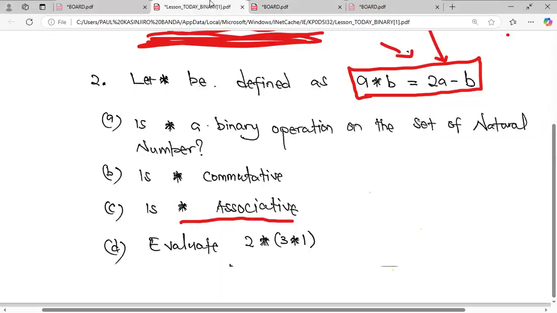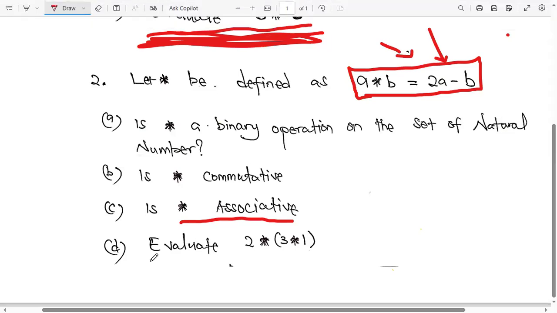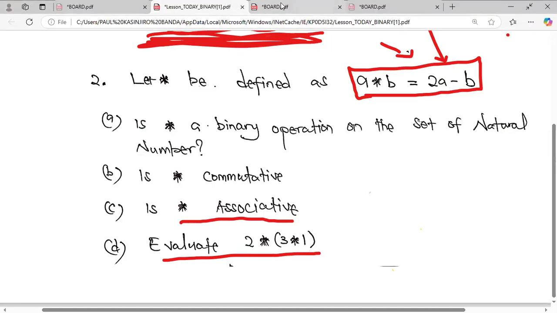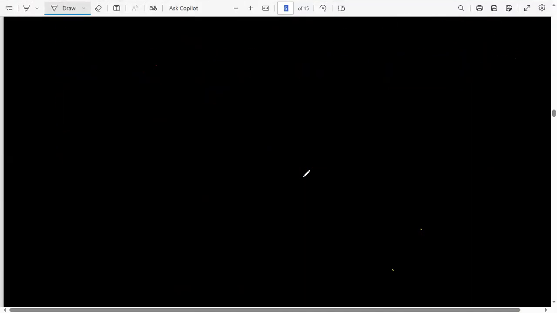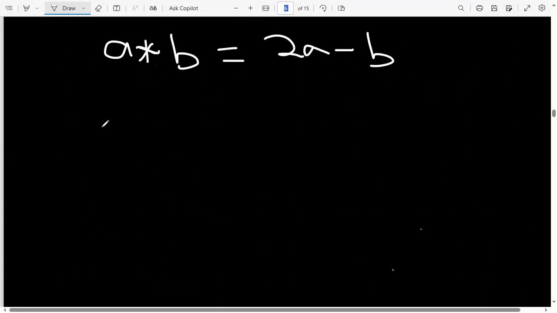Okay, let us look at the last question there, which is evaluate. Okay, this one here, evaluate 2 star, and then I have in the brackets 3 star 1. So let's do that. Remember that our binary operation was defined as A star B is equal to 2A minus what? B. And then we've been given to evaluate 2 star, then in the brackets, we have 3 star and then 1.